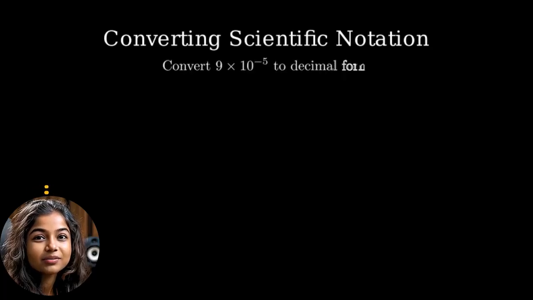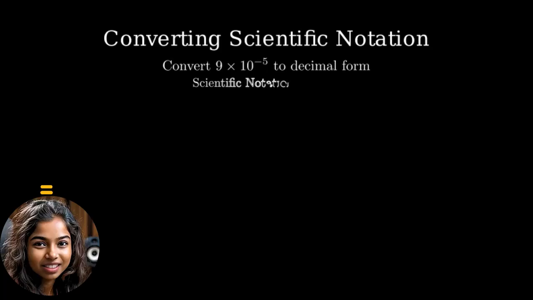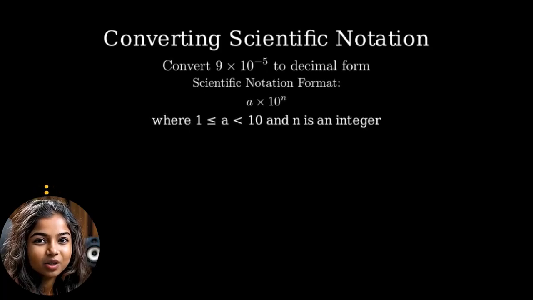Welcome! Today we'll learn how to convert scientific notation to standard decimal form. Let's solve this problem. Convert 9 times 10 to the -5 to its usual form. Let's break this down step by step. First, let's understand what scientific notation means. In scientific notation, we write numbers as a number between 1 and 10 multiplied by a power of 10. In our case, we have 9 times 10 to the -5.